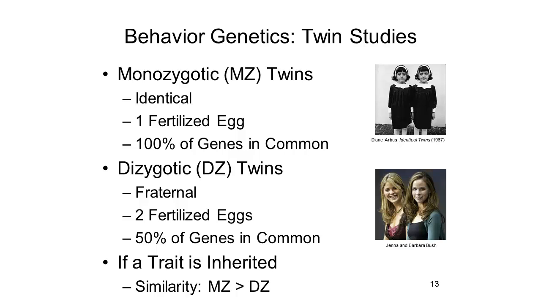The basic idea behind the twin study method is that if a trait is inherited, even in part, monozygotic or identical twins should be more alike on that trait than dizygotic or fraternal twins, because monozygotic twins are identical genetically, and dizygotic twins only have about 50% of their genes in common.